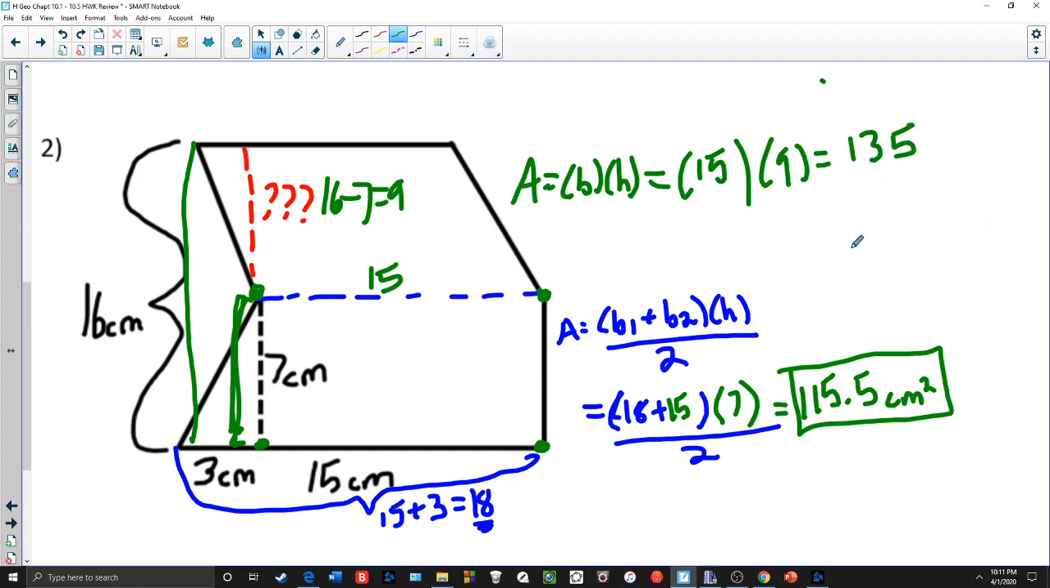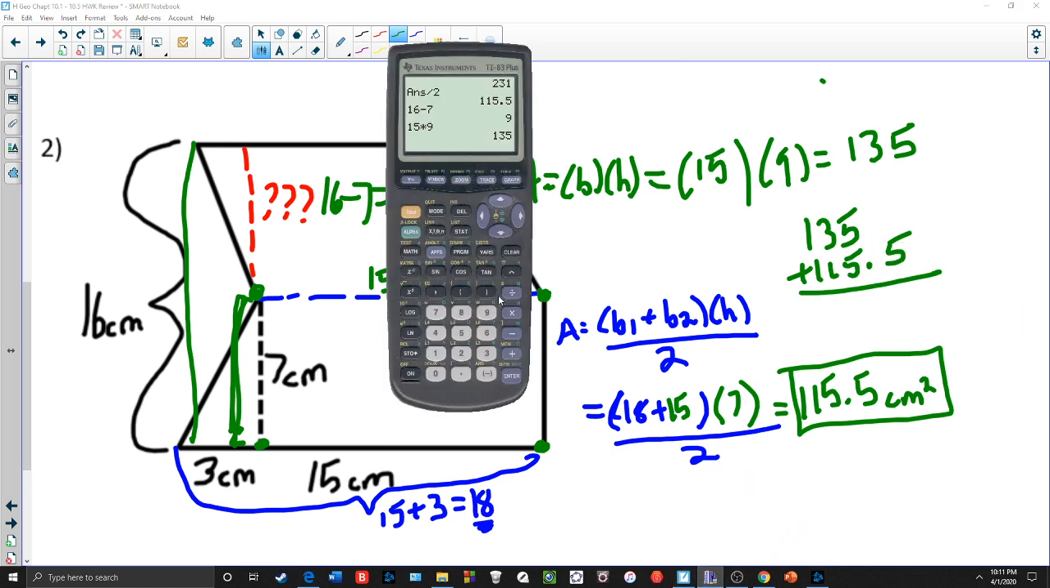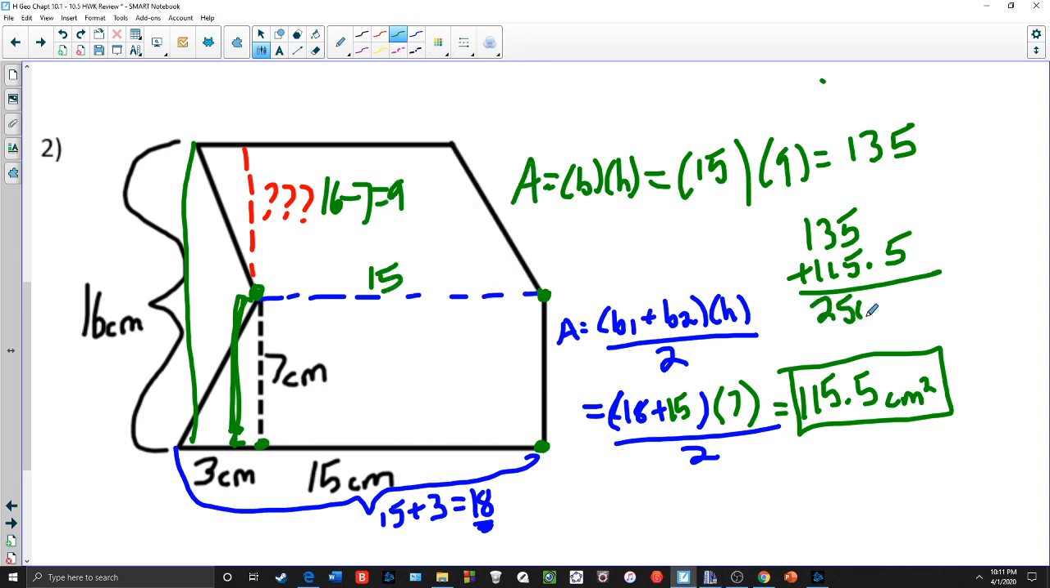And then now we're not going to end my problem here. We have to do one more step, which is add these two things together, because this is a composite area and requires us to add these two things together, and we add them together, and we get a total of 250.5 centimeters squared. Yes. So that's our total area for this composite shape thingamajigger.